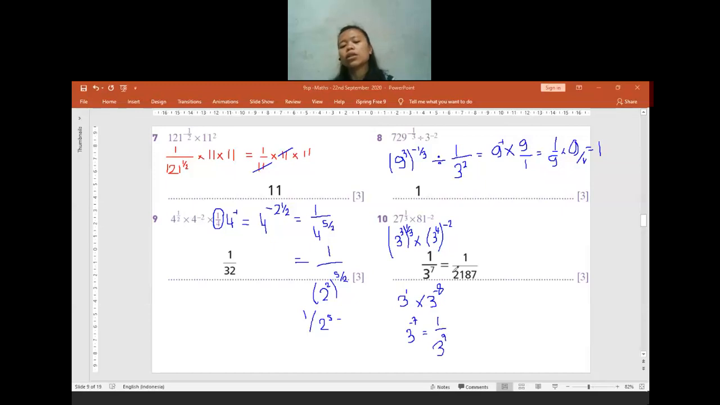So now we have 3 to the power of negative 7. This is a negative power, so we can make it into a fraction, becoming 1 per 3 to the power of 7. And the result I already show on my final answer.